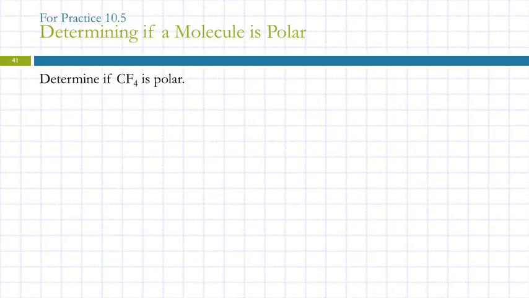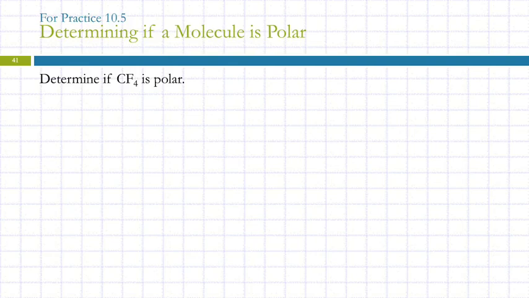So let's look at this molecule, CF4. Determine if CF4 is polar. We have to start with a Lewis structure because lone pairs on the central atom make a huge difference in polarity, and you can't always tell just by looking at the formula. So first we need to draw the Lewis structure for this.